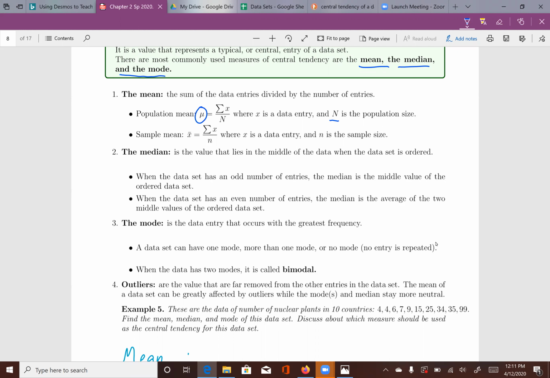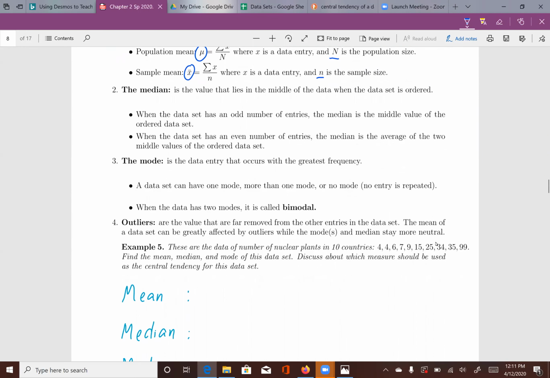But when you have a sample and you want to find the sample mean, you would use x bar for the sample mean, and you can calculate x bar using the formula: add all the entries together and divide by small n, which is the sample size.